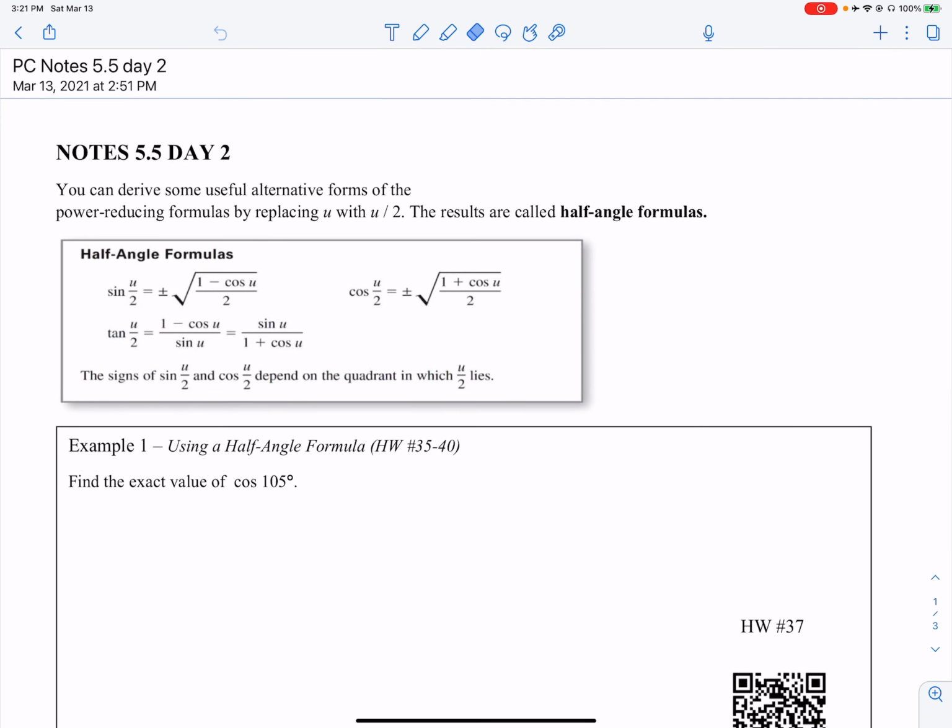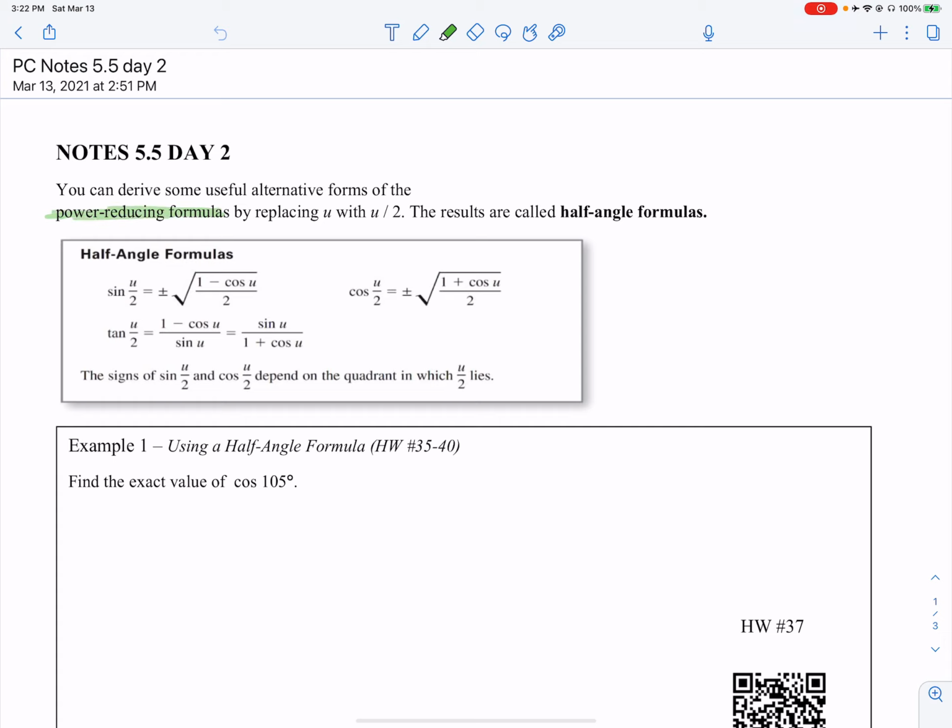For calculus 5.5 day 2. In the previous day, we had double angle formulas. Well, we also have half angle formulas, and that's what we're going to be looking at today. And so we have these half angle formulas: sine u over 2, cosine u over 2, and tangent u over 2. And these are power reducing formulas.